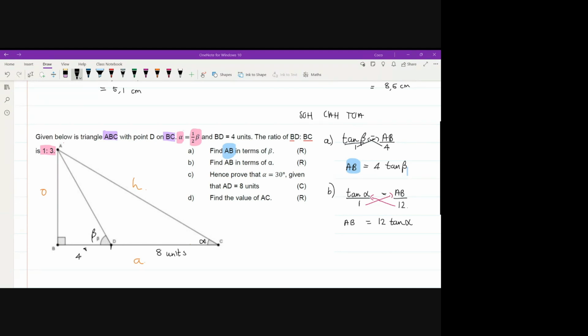Lovely. All right, Andiswa, the reason why we are using the big triangle instead of the small one is because in question B, it says find AB in terms of alpha, not in terms of beta. They want us to use alpha, and we know what alpha is. There's alpha there. And alpha is part of the big triangle and not the small one. Am I making sense?